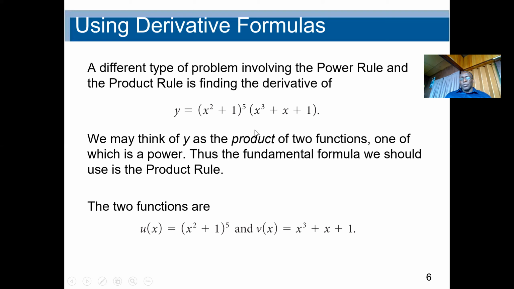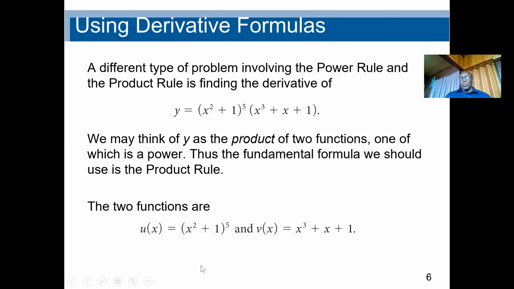So what we're going to concern here is that we have a power rule, and also we have a product rule. So here we may think of y as the product of two functions, one of which is a power. Thus, the fundamental formula we should use is the product rule first. Product rule. So here we say, okay, let's assume u at x equal to (s squared plus 1) to the power fifth, and let's say v at s equal to s cubed plus s plus 1.